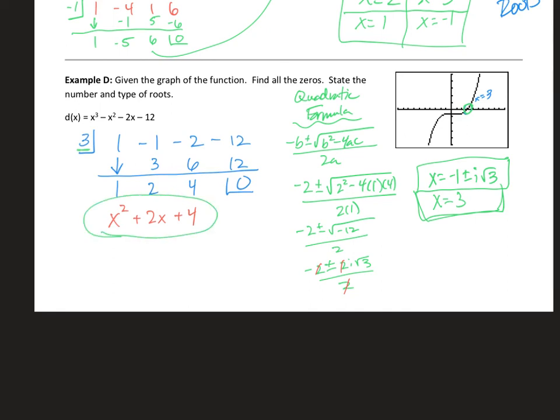Because again, based on the graph, I know there's only one real solution because it only crosses the x-axis one time. Therefore, I know I have imaginary solutions. And what's the only way I can get an imaginary solution? Through a quadratic equation, right? So if I divide out that solution, here's my quadratic. I use my quadratic formula, and I, in turn, get -1 plus or minus i root 3 as a solution.